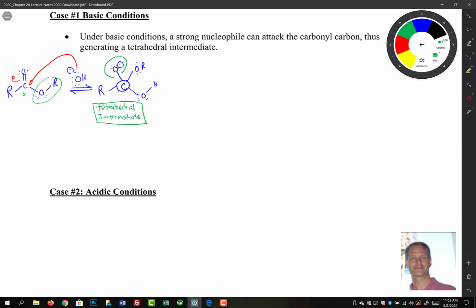The electrons want to come back down, and they would like to reform a carbonyl. And they do. So these electrons are going to come around, and they're going to do this. Okay, and what we're going to form here is another intermediate. It's really our final product, with the exception of our conditions continue to cause this reaction to move a little bit further. All right, and then plus RO minus. All right, now that OR group can leave.